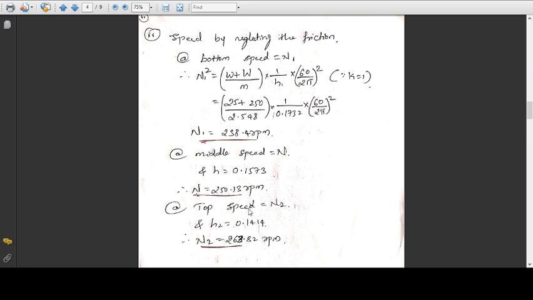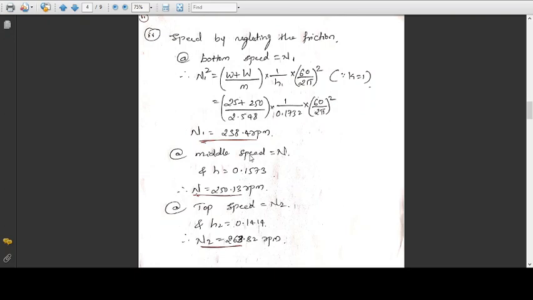Now the fourth thing, he asked us to calculate the speed by neglecting the friction. At the bottom the speed we denote as n1. Here also you have to use the same equation, only you have to ignore the f term. So n1 square equal to w plus w, because in the previous equation we had w plus or minus f, and here you neglect the friction, divided by m into 1 divided by h1 into (60 divided by 2 pi) whole square, because k is 1 here. After substituting all these known values, you will get n1 as 238.4 rpm.